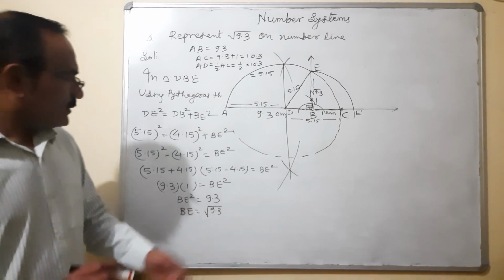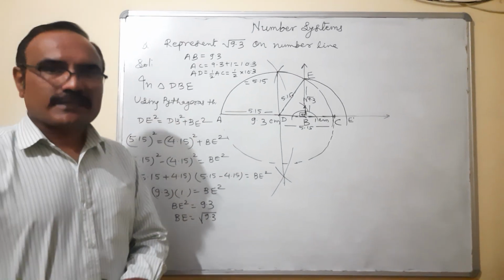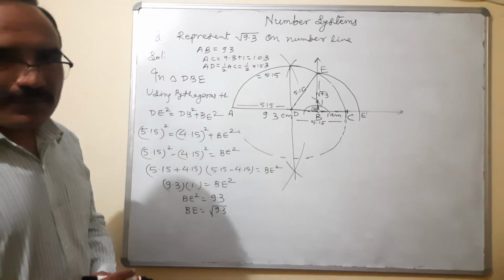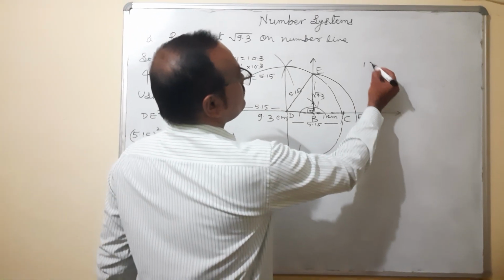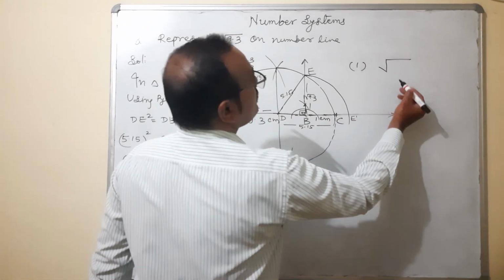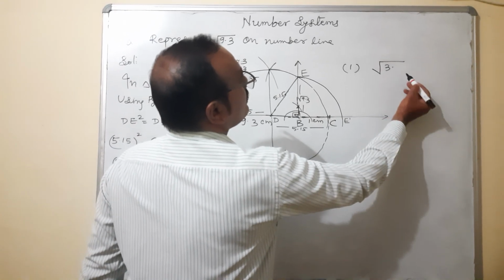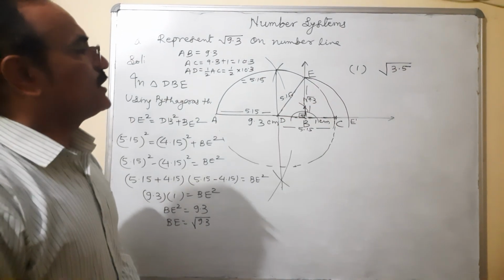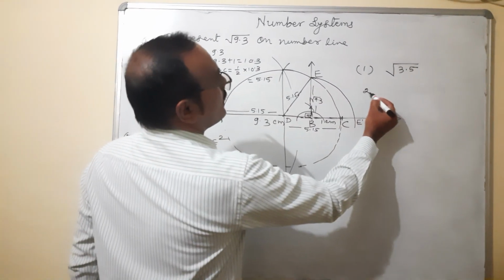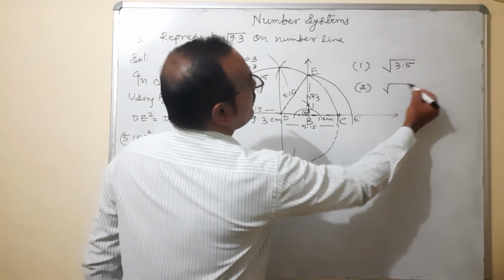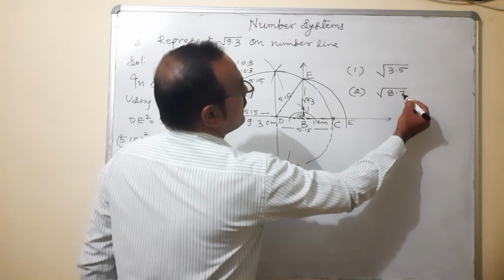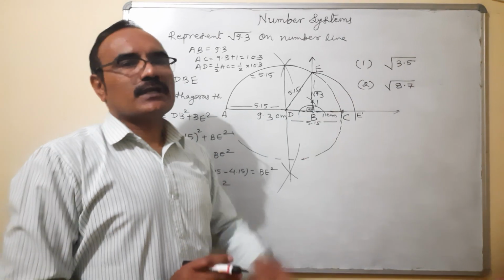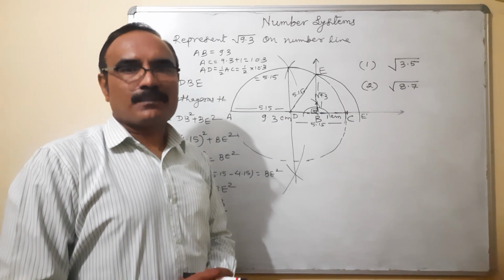Okay. So friends, this is the procedure by which you can express any number under the root on the number line. 2 more questions I am giving you for practice. Number 1: under root 3.5, represent on the number line. Second one is under root 8.7. And I hope that when you are representing on the number line, you will use a proper pair of compass and ruler.